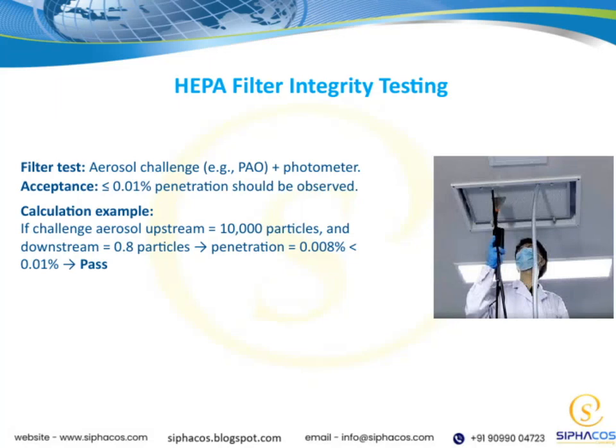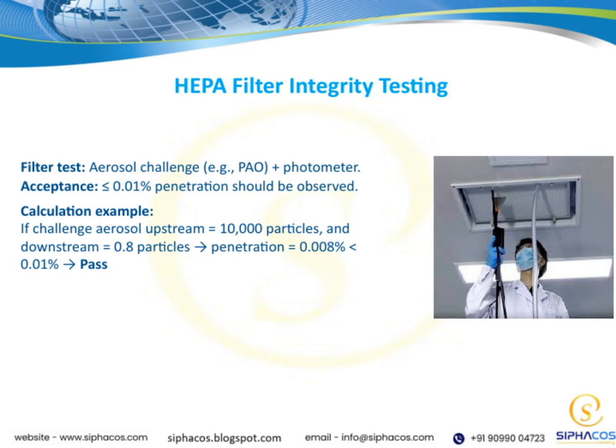Let's talk about HEPA filter integrity testing. The main method involves an aerosol challenge, which typically uses a substance like PAO, and then we measure the filter's performance with a photometer. The critical acceptance criterion here is that we should see no more than 0.01% penetration of the aerosol through the filter.